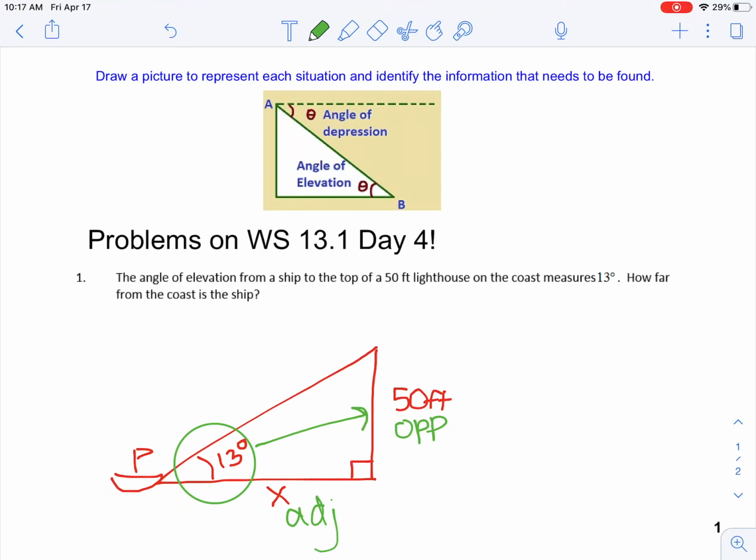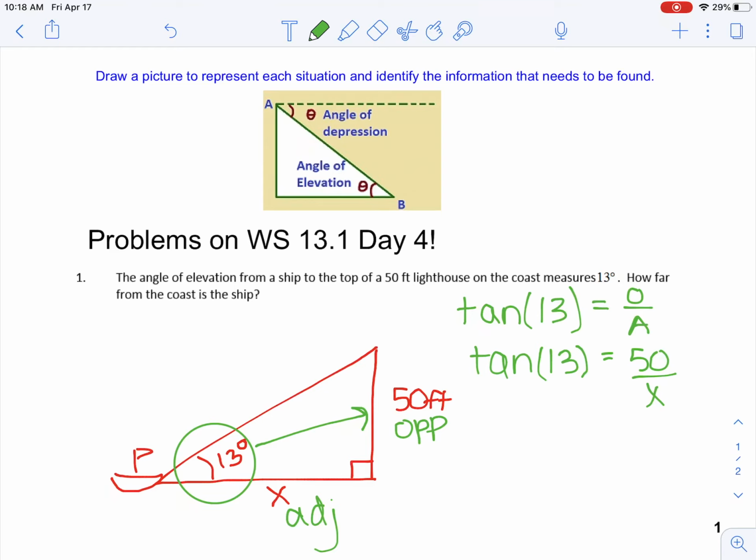So if we're working with the opposite and the adjacent, it would make sense to use tangent. So we can say tangent of 13 degrees equals our opposite side over our adjacent side. So go ahead and substitute those in, and we get tangent of 13 equals 50 over x.